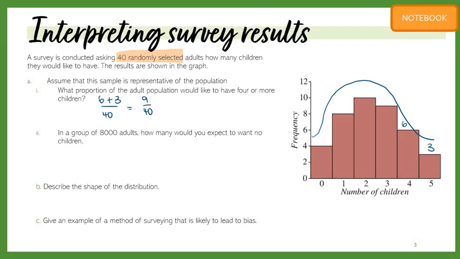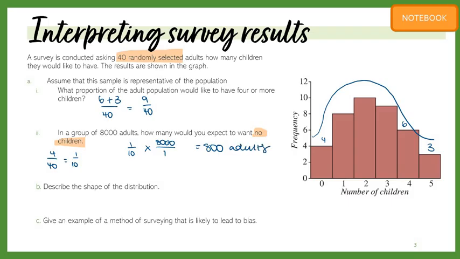Now, if I'm looking at a group of 8,000 adults that I assume this sample is representing, and I want to find out how many I would expect to have no children, well, I'm going to look at how many have no children, being the 4, so that's 4 out of 40, being 1/10. And if I want to find out of 8,000 how many are likely to have no children or would want to have no children, I'm going to multiply that by 8,000, and that's going to give me 800 adults. Okay.